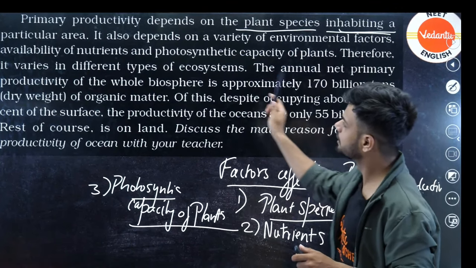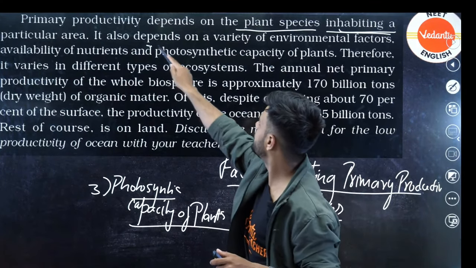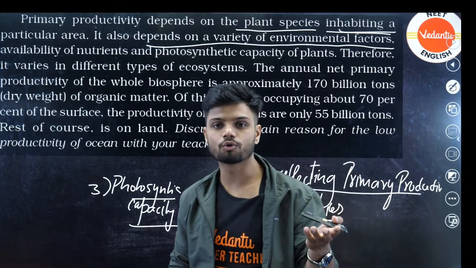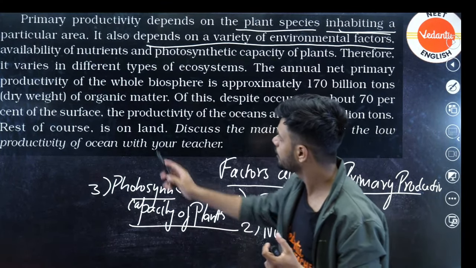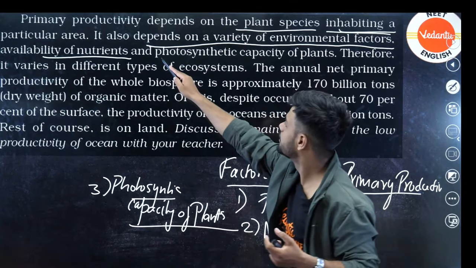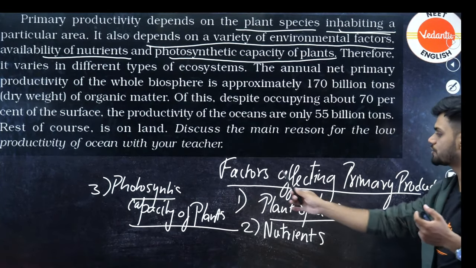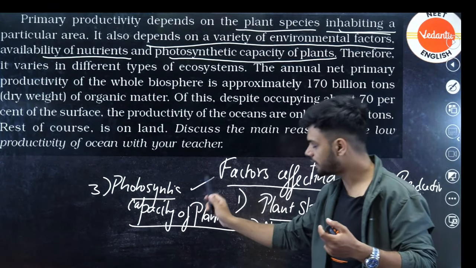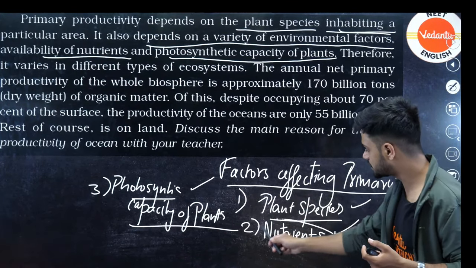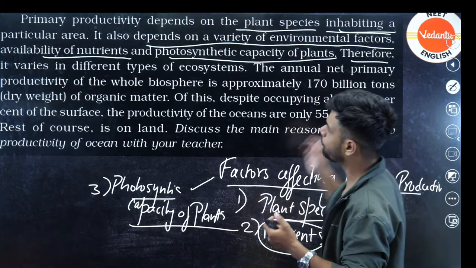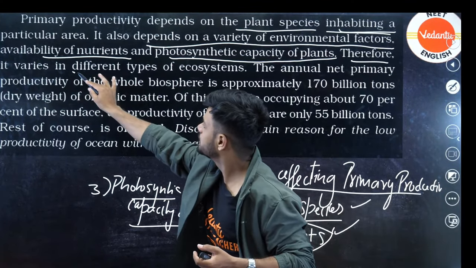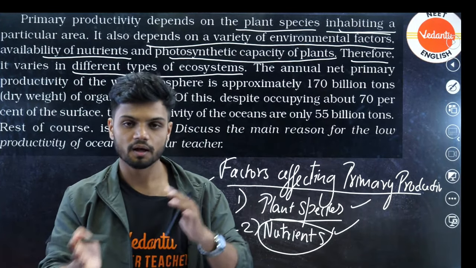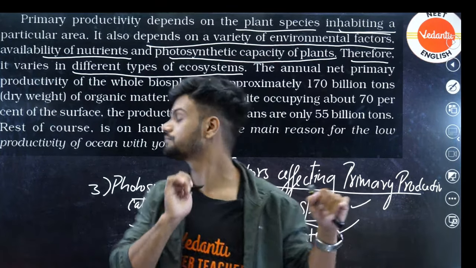Plant species inhabiting a particular area also depends on a variety of environmental factors. That is, it could be a snow region. In snow region, productivity is less. Again, availability of nutrients and photosynthetic capacity of the plant. So the factors affecting primary productivity are plant species, nutrients and photosynthetic capacity. This nutrients is nothing but the environmental factors. Therefore, it varies in different types of ecosystem. In different types of ecosystem, different types of productivity is there.